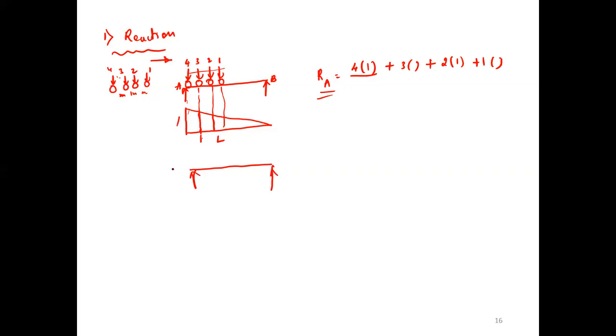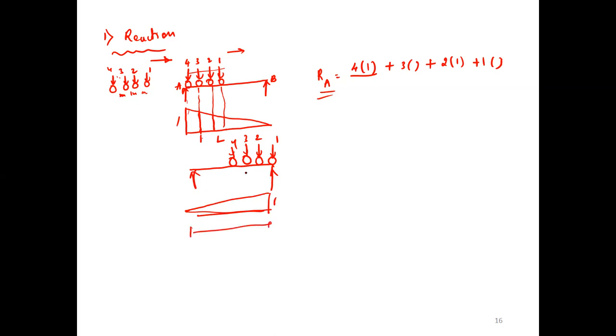If you want RB, you allow the load in the same direction. Here one will come, here two, here three, here four. Now plot the standard influence line diagram. This is one.